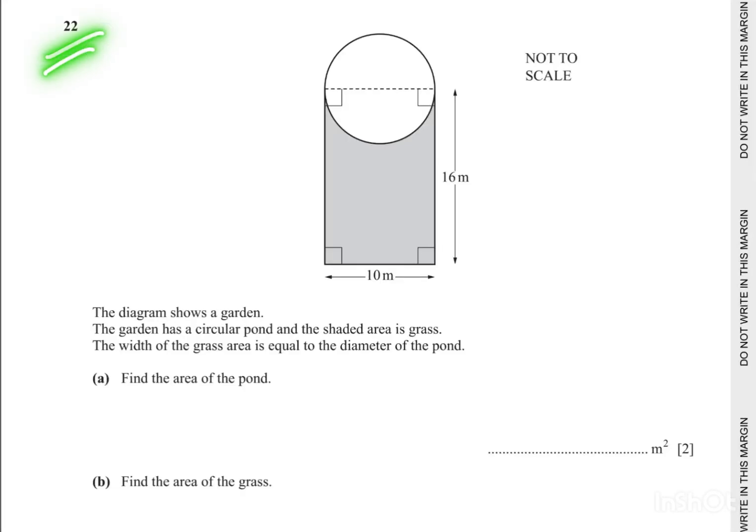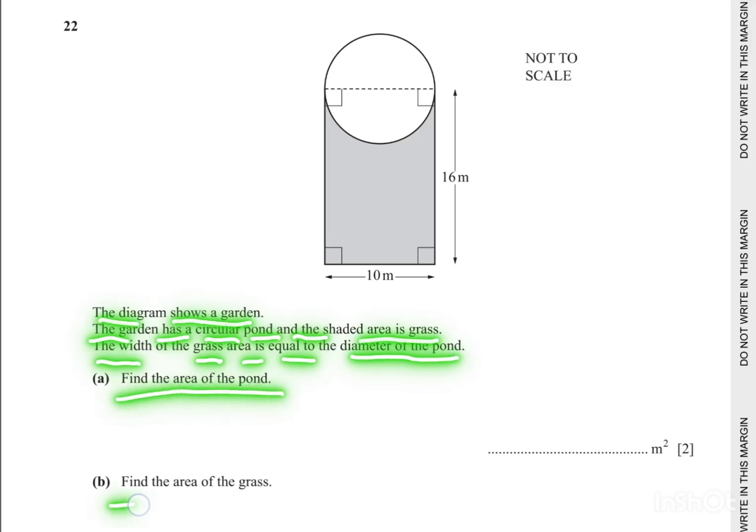Question 22. The diagram shows a garden. The garden has a circular pond and the shaded area is grass. The width of the grass area is equal to the diameter of the pond. Find the area of the pond, find the area of the grass.